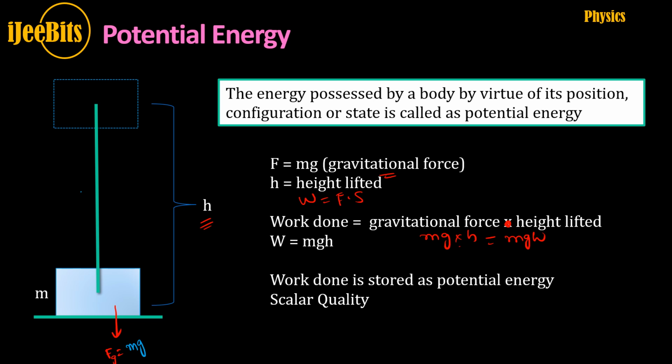Okay, this is like a simple multiplication. Let's not assume this is a cross product. Okay, this is basically a dot product. So work done is stored as a potential energy. In this case, your work done is nothing but your energy stored in this context. And then energy is a scalar quantity, so potential energy would also be a scalar quantity. The work, energy, power are scalar quantities. Make a point.